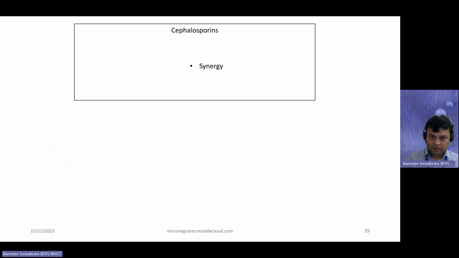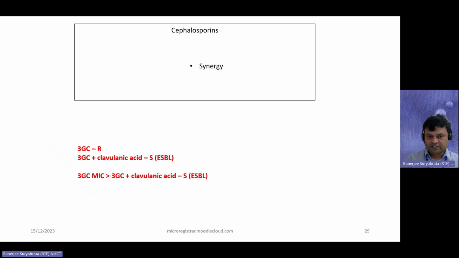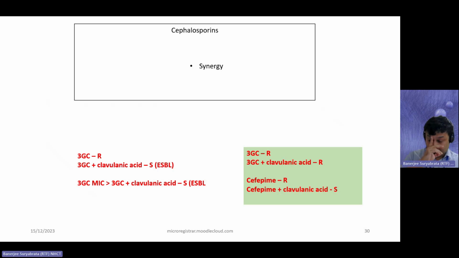Synergy. This is important. This will help. So if you find third generation cephalosporin resistant, but third generation cephalosporin with clavulanic acid is sensitive, you know clavulanic acid can inhibit ESBL. So it is most likely an ESBL. It can be given with an MIC as well. There is a pattern you can see. So here, this pattern is important to understand.